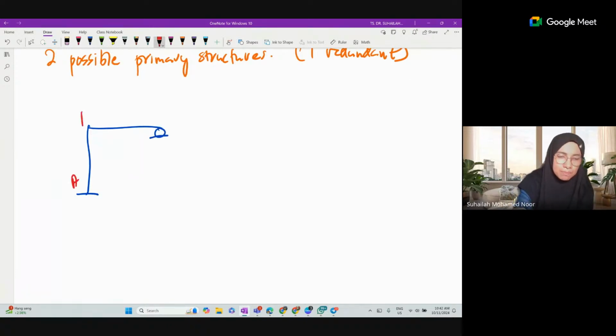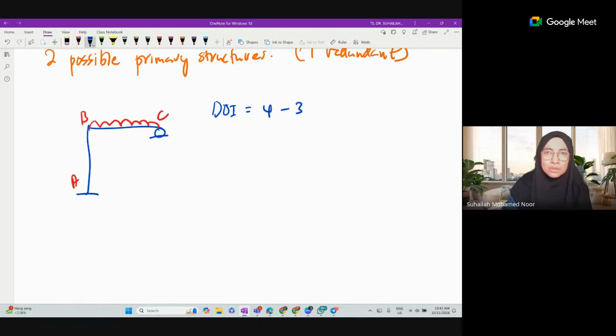Okay, here is A, B, and C. Let's say it is subjected to UDL along member BC, like this. So this is an indeterminate frame. Looking at the support, there are four unknown reactions, and only three can be solved using equilibrium equations. So there is one redundant in the system, one redundant in the frame.